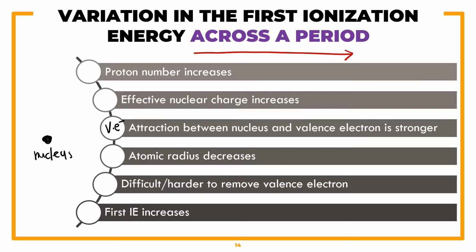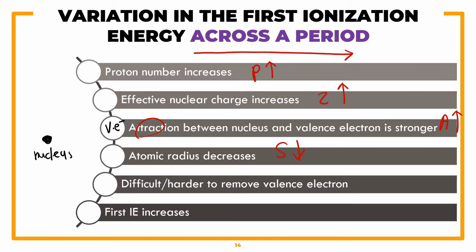So across the period, proton number will increase. So when proton number increases, surely ZEF will increase. I hope you still remember what you have learned in the variation of the atomic radius. So bila ZEF increases, ZEF meaning the attraction between nucleus and valence electron. So when ZEF increases, surely the attraction between nucleus and valence electron also will increase. So hence, atomic radius or atomic size will decrease.